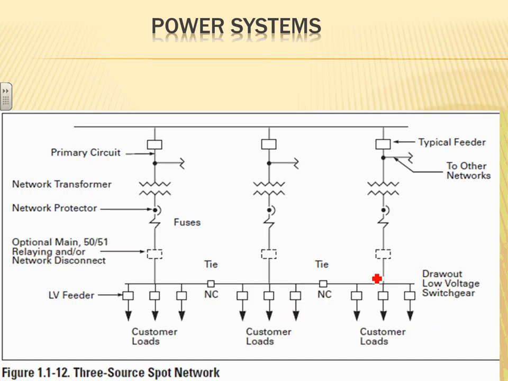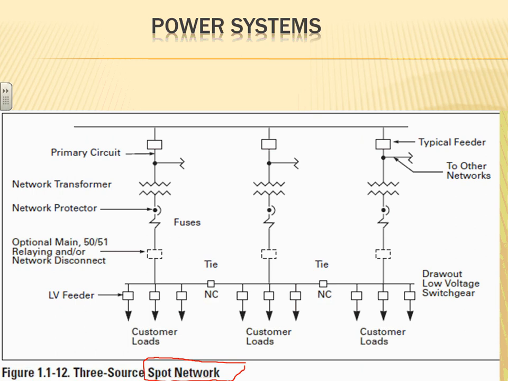The other one is the three source spot network. Now you get into the spot, they call them spot network. This is what they use in downtown Minneapolis. They have multiple transformers in any downtown city, all hooked up on the primary side and on the secondary side, and they're feeding the building. So if one transformer fails, no problem. All the load will shift to the other transformers, and you wouldn't dump the building.